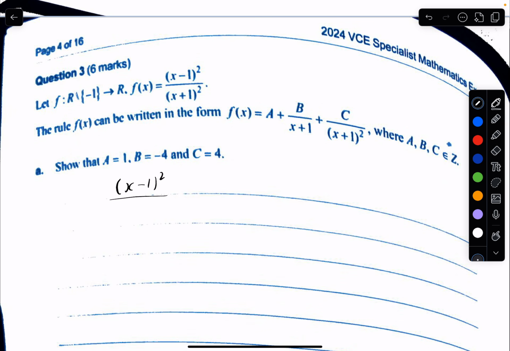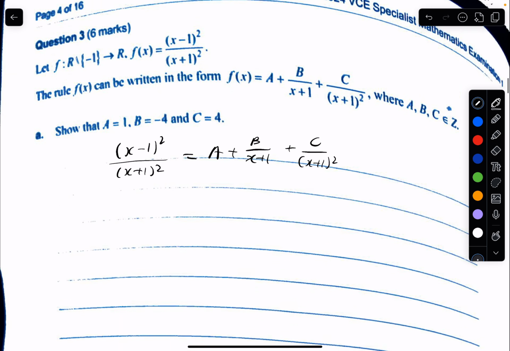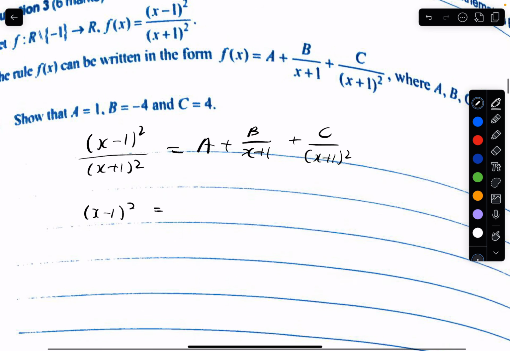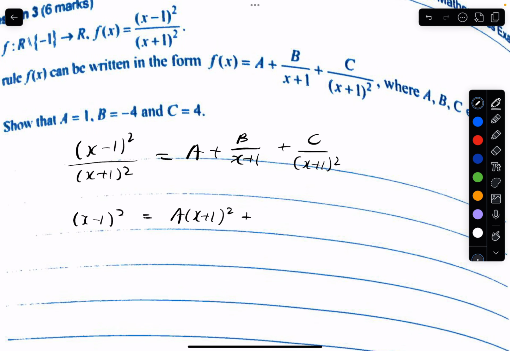So x minus 1 squared over x plus 1 squared is equal to a plus b over x plus 1 plus c over x plus 1 squared. And then what we can do is we can say that x minus 1 squared is equal to, now this a, to have a common denominator of x plus 1 squared, we need to multiply by x plus 1 squared. And then plus b only needs one more, x plus 1. And then the c just needs that. So that's if I were to write all of this over x plus 1 squared.